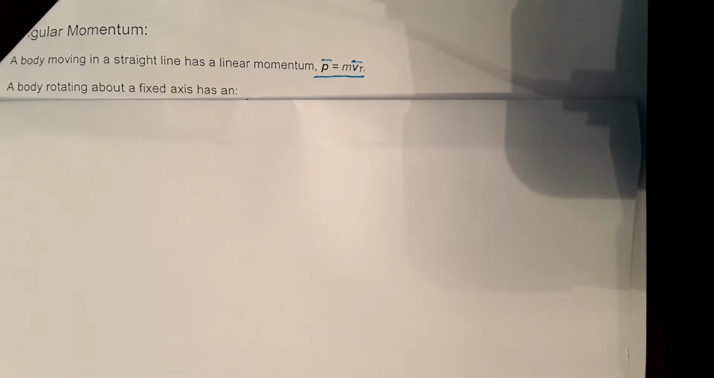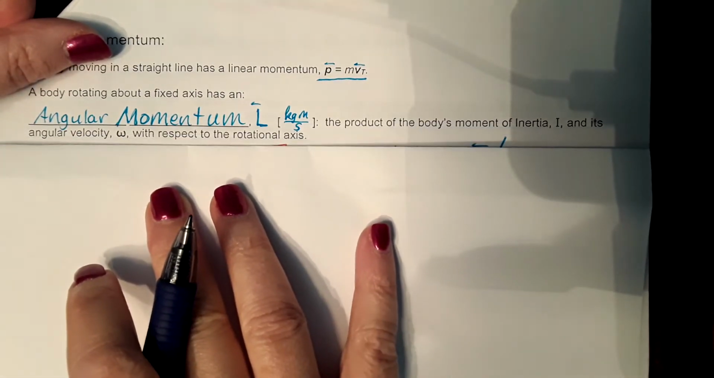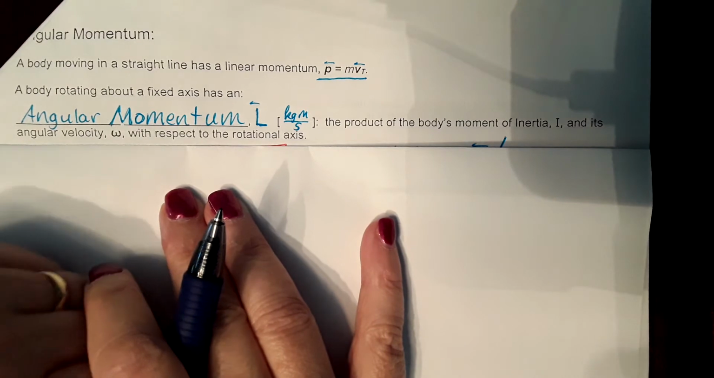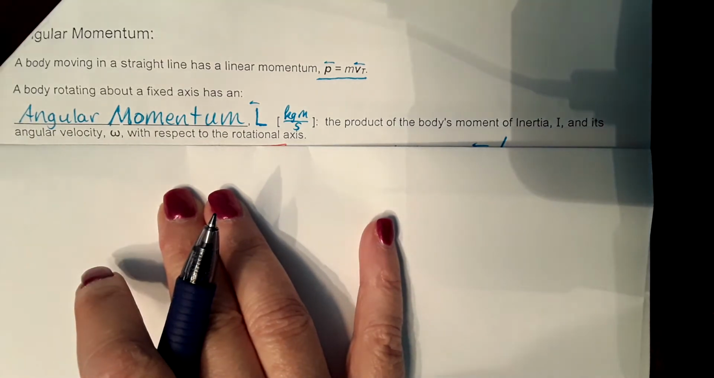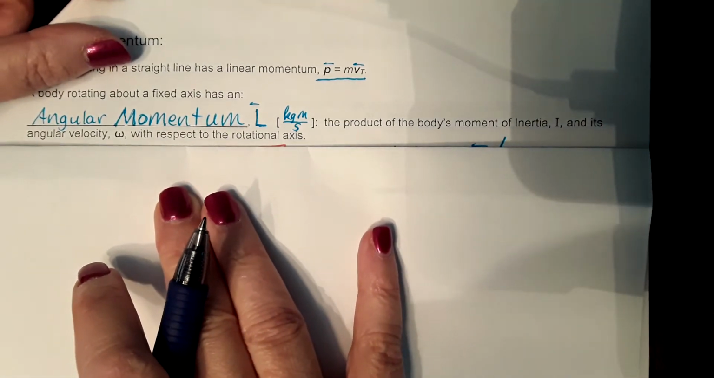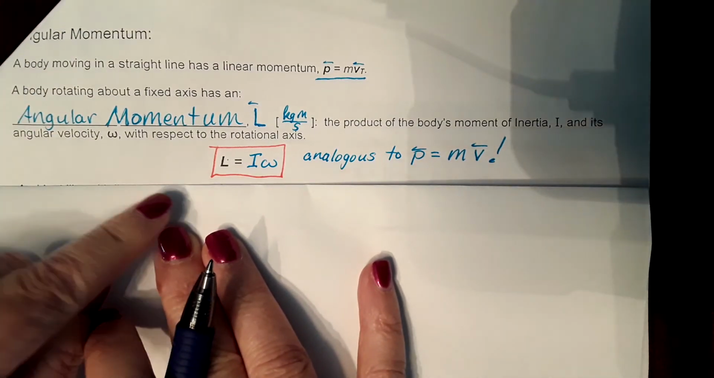Now we already know that an object that is moving in a straight line has linear momentum, P, and that equals the mass times the translational or linear velocity, V. A body that rotates about a fixed axis also has angular momentum, and we use a capital L to denote angular momentum. It is also measured in kilogram meters per second. It is the product of the body's moment of inertia and its angular velocity with respect to the rotational axis. So L equals I omega.